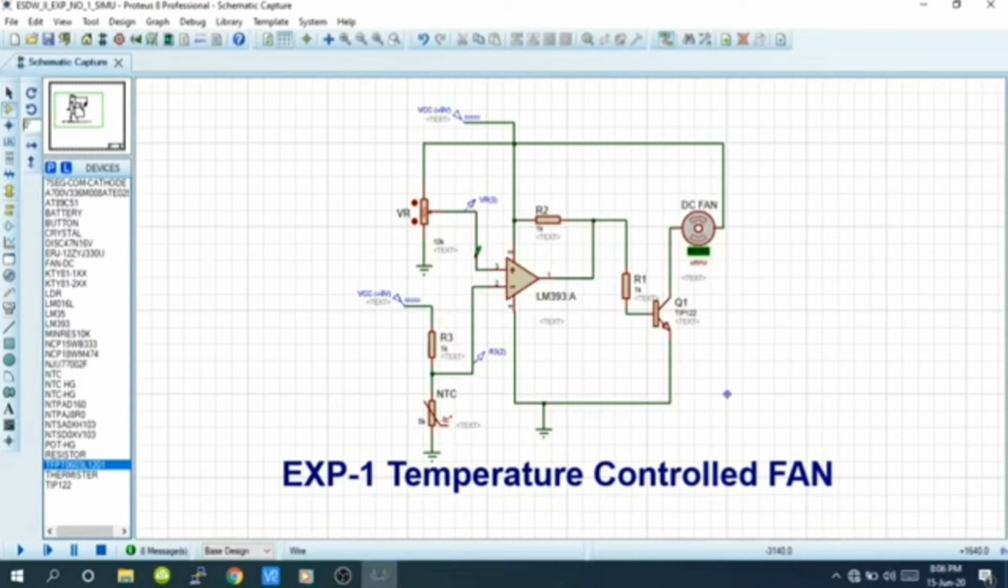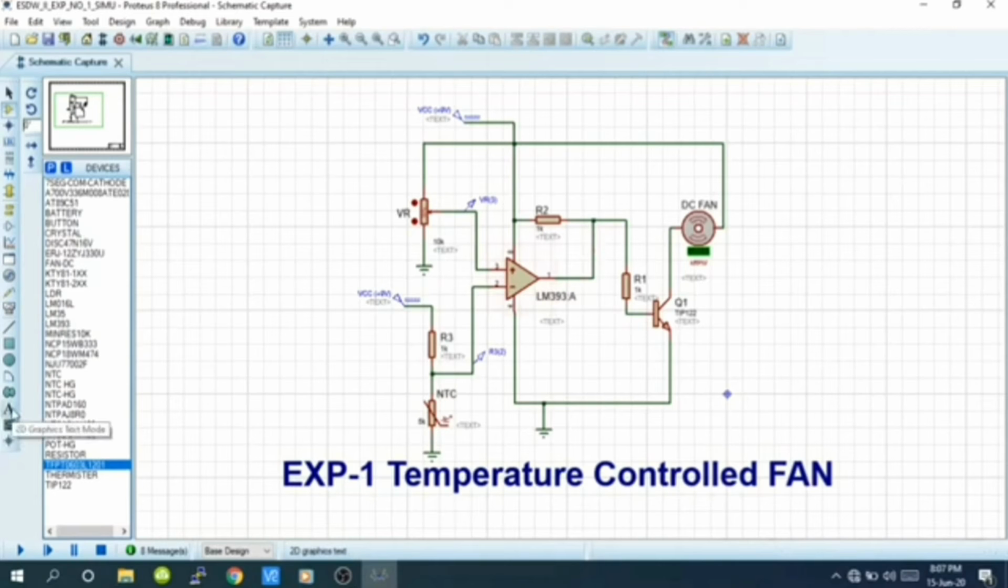If the comparator output is high, the transistor is in saturation mode. At that time, the DC fan will rotate. If the output of the comparator is low, the transistor is in cutoff mode. In the cutoff mode, there is no current flow through the transistor from collector to emitter. At that time the fan is simply in the off state. Here the inverting terminal voltage is high and the non-inverting terminal voltage is low.